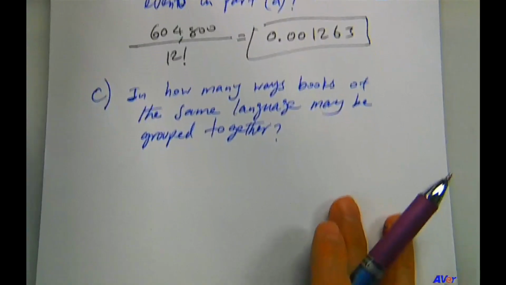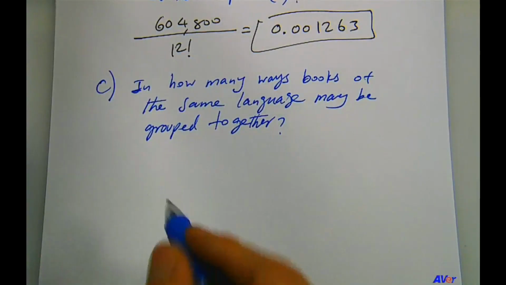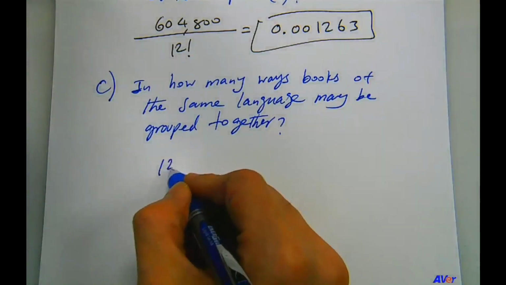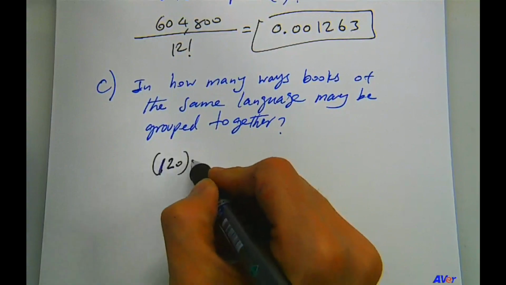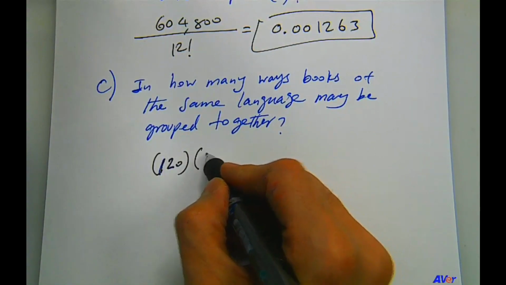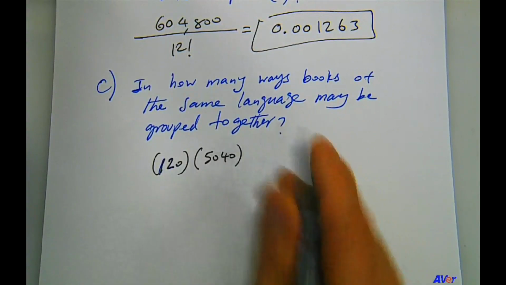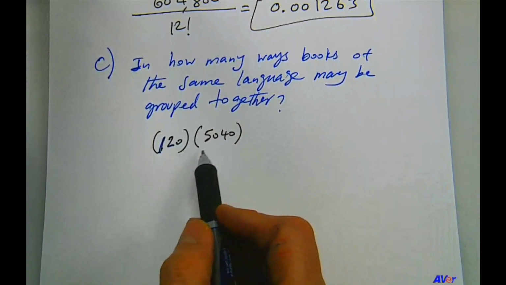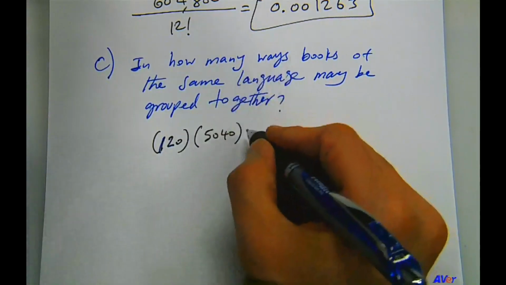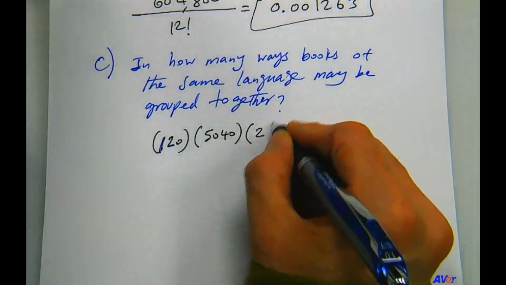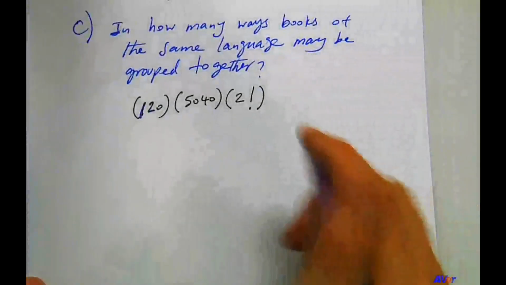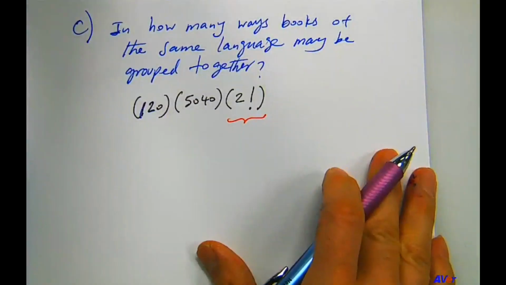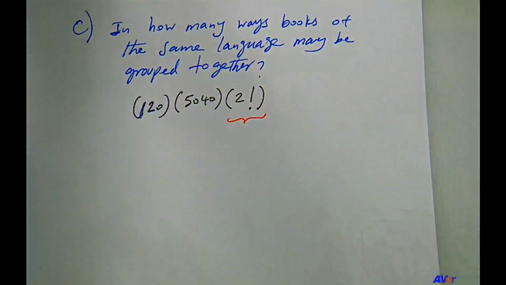So in this case, what we have is the 120 that we had for part A, so 120 times 5040. This is what we had for part A. But additionally, we have to multiply this by 2 factorial. Why? Let me add this. This is why I was highlighting the difference between arrangement within a group and between groups.